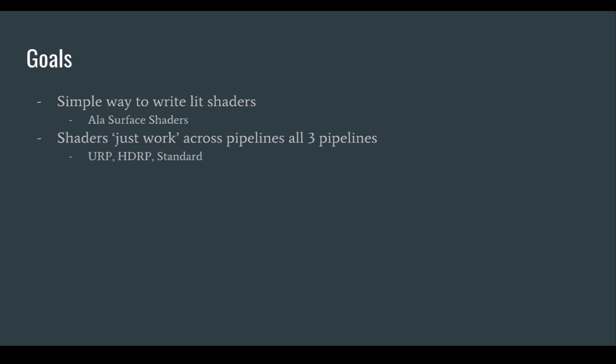I want the shaders to just work across all three pipelines, right? So I don't care whether I'm on the Universal Rendering Pipeline, HDRP, or Standard. I want to be able to write something that's going to output some normals and some specular data and albedo, and just have it just work. It should just load into any pipeline. It should act like a normal shader. I shouldn't have to do anything special. I should be able to use it just like a normal shader.